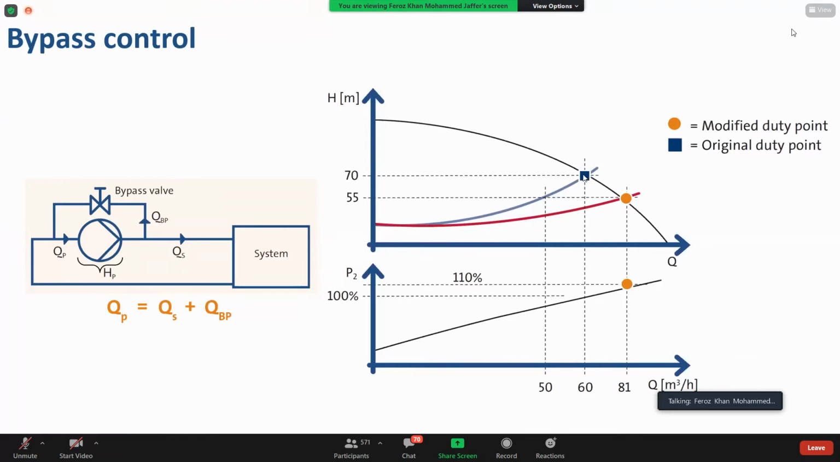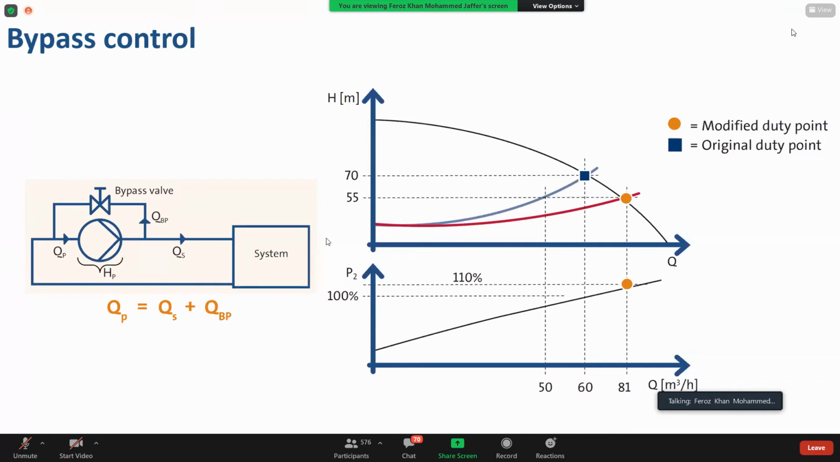So here is our original duty point, the blue square one. Here, the system head is more than what is required by the system. For example, the system can handle a maximum head of say 55, so we are not allowed to have more than 55 meters or 5.5 bar in the system. But as per our duty, we are having 70 meters, which is 7 bar, which is not good for the system. So how do we reduce the head?